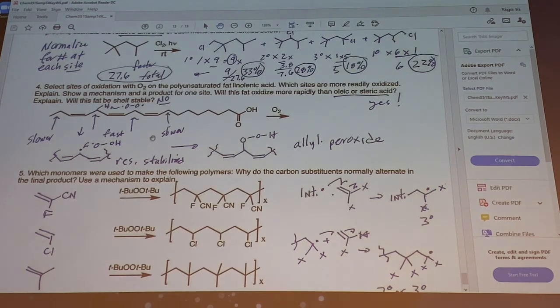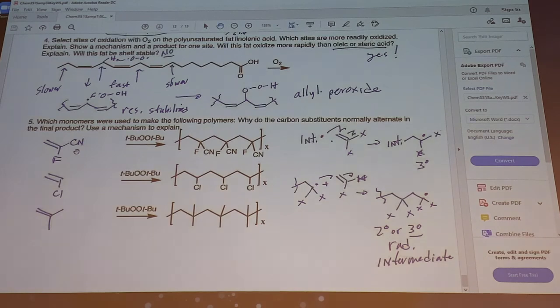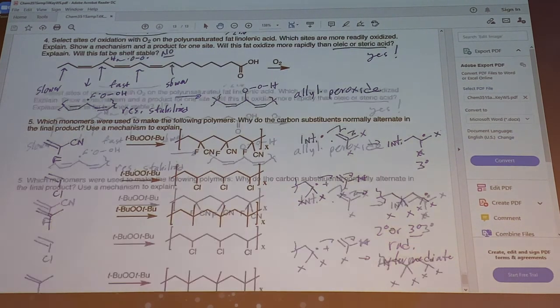Here's the auto-oxidation, an oxygen radical abstracting a hydrogen atom off the polyunsaturated fats. You can see that one. And then identifying which monomer gave rise to which polymer and thinking about the mechanism. And I think that's it.